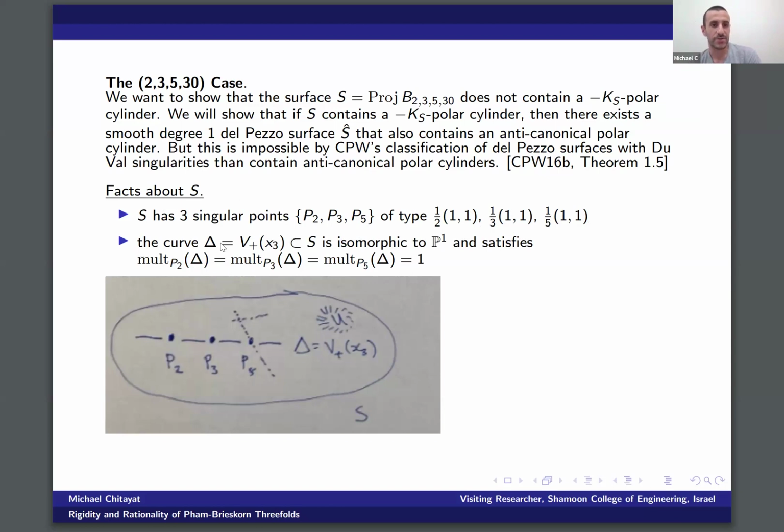And we have this curve delta, which we define to be the zero set of the element x3 in S. And it turns out that delta is isomorphic to a projective line. Each of these singular points lies on delta with multiplicity 1. So the picture looks like this. We have our projective line delta passing through each of the 3 singular points. And I'll tell you about these curves and this U in a minute.